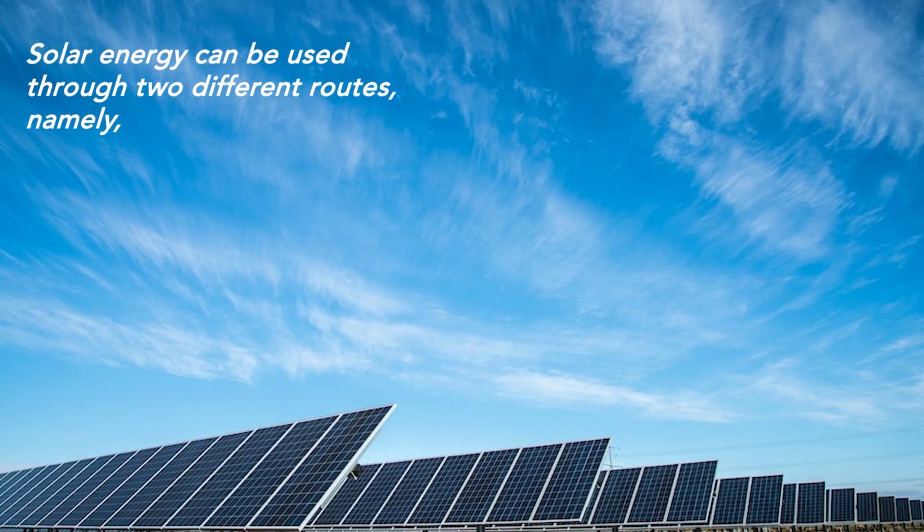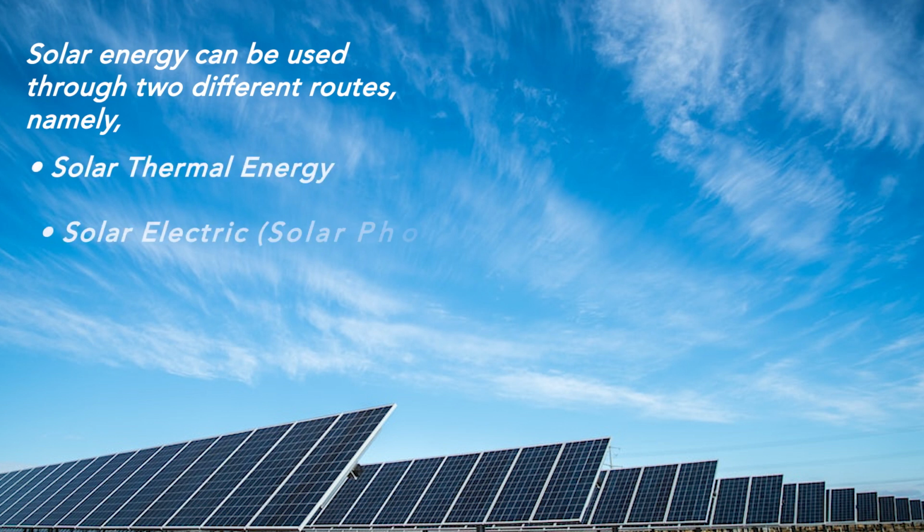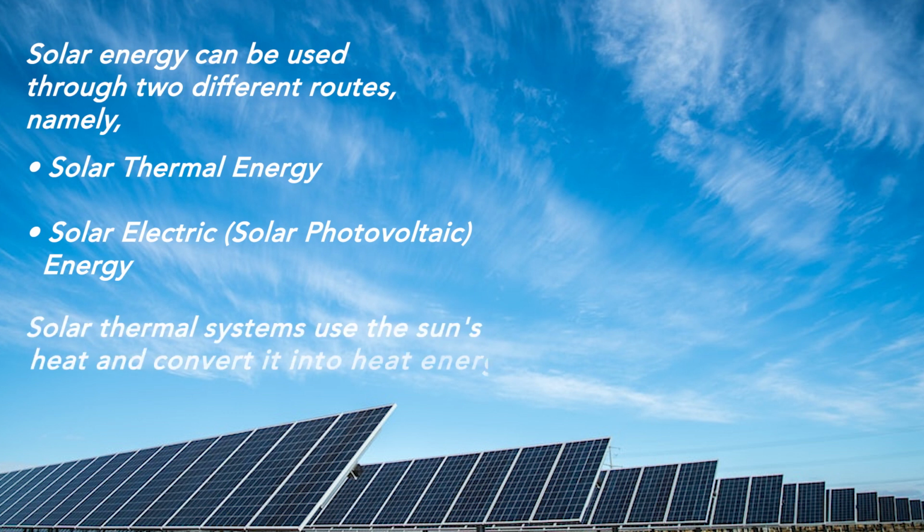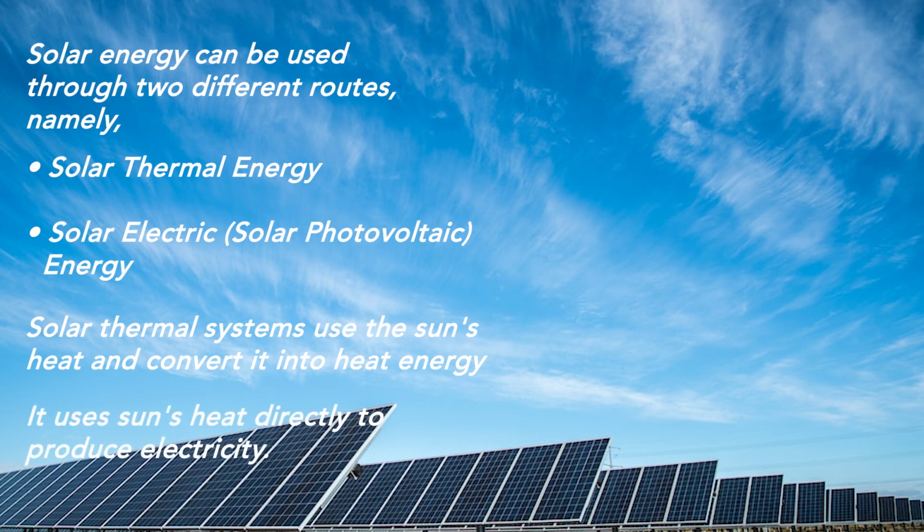Solar energy can be used through two different routes, namely solar thermal energy and solar electric energy, also called solar photovoltaic. Solar thermal systems use the sun's heat and convert it into heat energy, while solar photovoltaic systems use sunlight to produce electricity. First, we will discuss solar thermal energy.